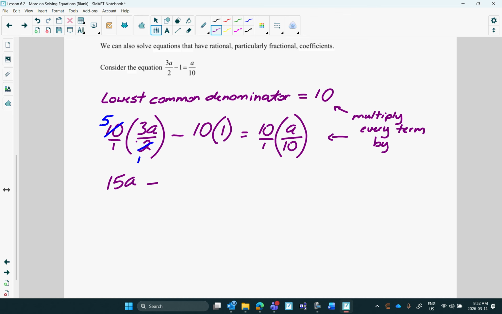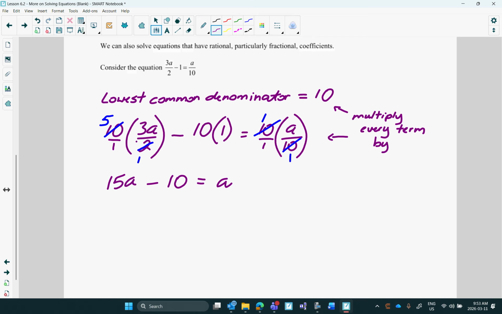Minus, well, there's nothing to reduce here. I just do 10 times 1. But here, the 10 and 10 reduce to 1 and 1. So what's 1 times a? 1a, or a, over 1 times 1, which is 1. Well, I don't have to write over 1. So notice the fractions disappeared. And now it looks like an equation that we worked on yesterday.